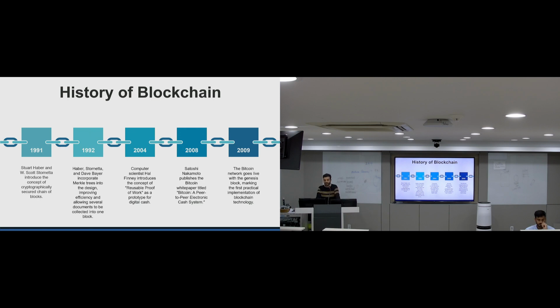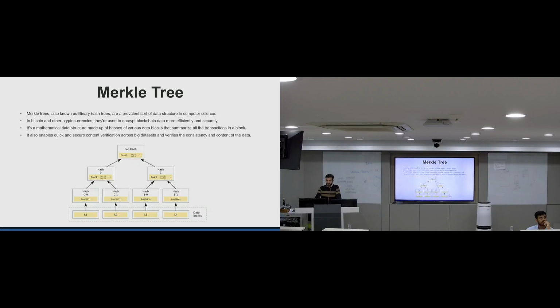So, the history of blockchain. In 1991, Stuart Haber and Scott Stornetta introduced the concept of cryptographically secured chains of blocks. Then in 1992, Haber, Stornetta, and Dave Bayer incorporated Merkle trees, which became the building blocks for blockchain. This improved the design and efficiency and allowed several documents to be collected into one block. Then in 2004, computer scientist Hal Finney introduced the concept of reusable proof of work, which is a consensus mechanism in blockchain. Then in 2008, the very famous Bitcoin white paper, a peer-to-peer electronic cash system, was introduced by Satoshi Nakamoto. This is still a controversial figure because no one actually knows who Satoshi Nakamoto is. In 2009, the Bitcoin network went live with the Genesis block, marking the first practical implementation of blockchain technology.